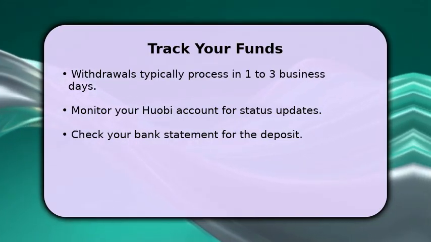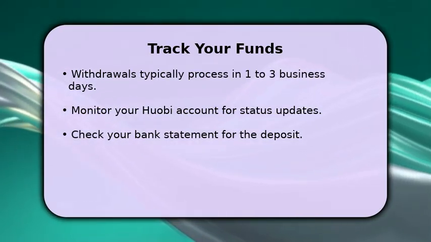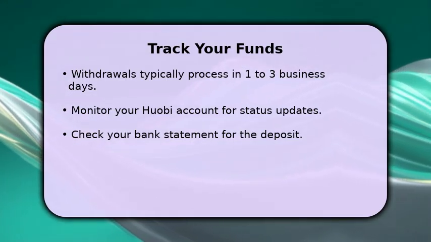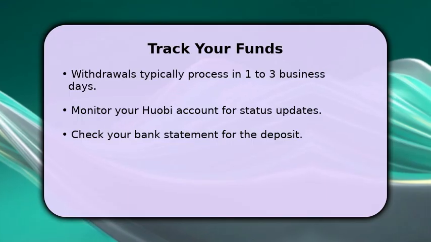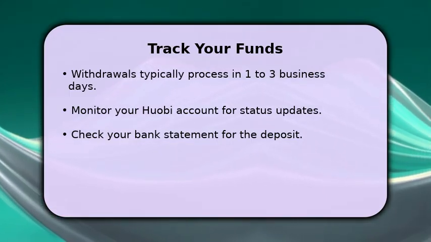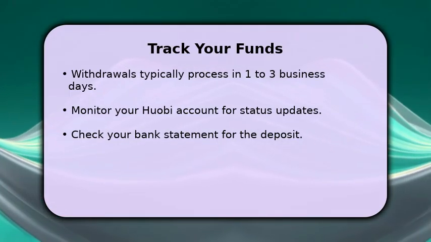Typically, funds arrive in your bank account within 1 to 3 business days, though this can vary. You can monitor the status of your withdrawal directly within your Huobi account. Once processed, remember to check your bank statement for the successful deposit of your funds.